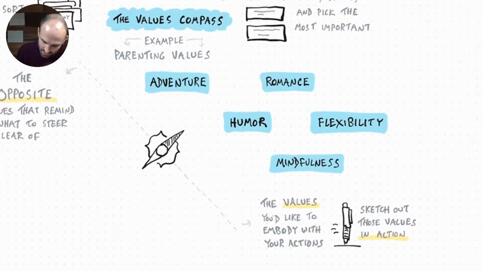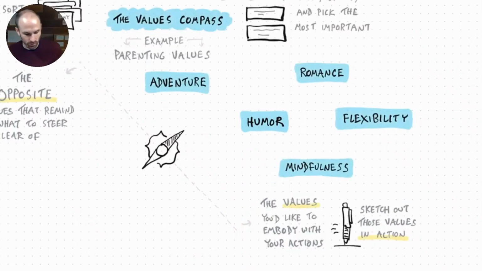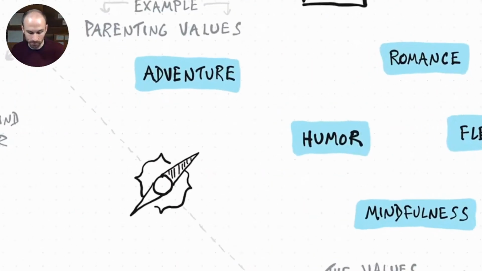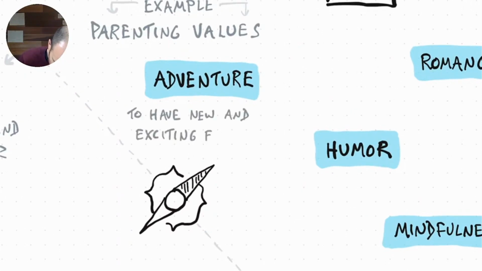For the purpose of this exercise, maybe I'll just try to do it for that first one, adventure. And what I appreciate about the little values cards is that they have a short little phrase to specify that specific value. So for adventure, it was to have new and exciting experiences.